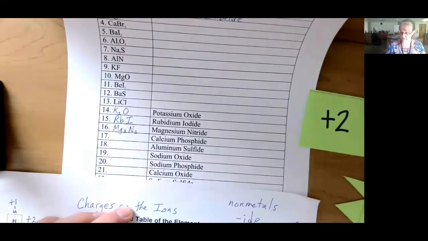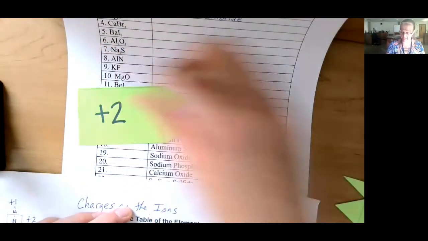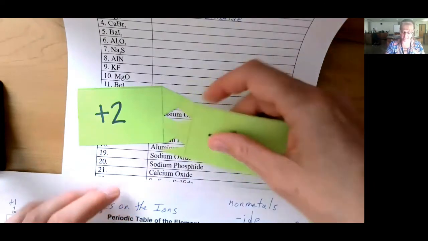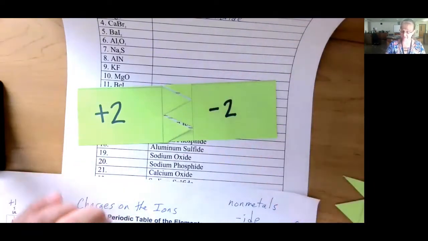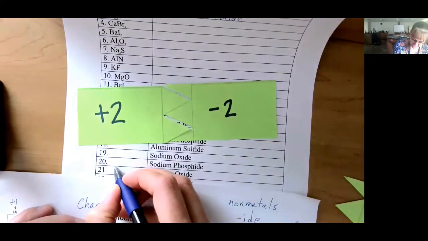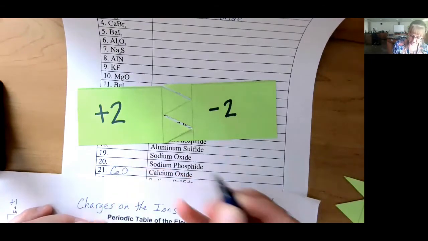For number 21, calcium gets a positive 2, oxide gets a negative 2. Aha! So it takes a single calcium and a single oxide.